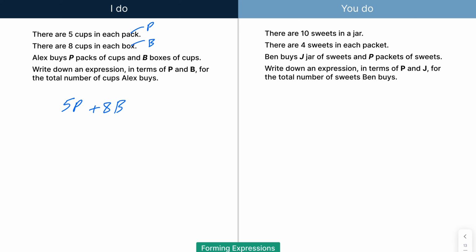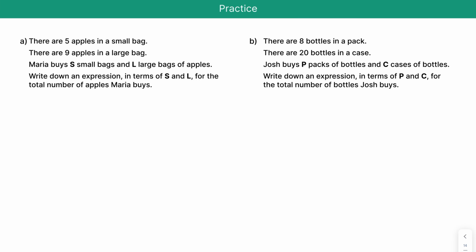So hopefully you've pressed pause and had a go at the example on the right. Again, we've got 10 sweets in a jar. We've got 4 sweets in a pack, so that would be P, and they've called the jars J. Then we can just have 10J plus 4P. We know Ben buys J jars and P packets of sweets, but we don't know what J or P is. We don't know how many he's bought, but we would just substitute them into there.